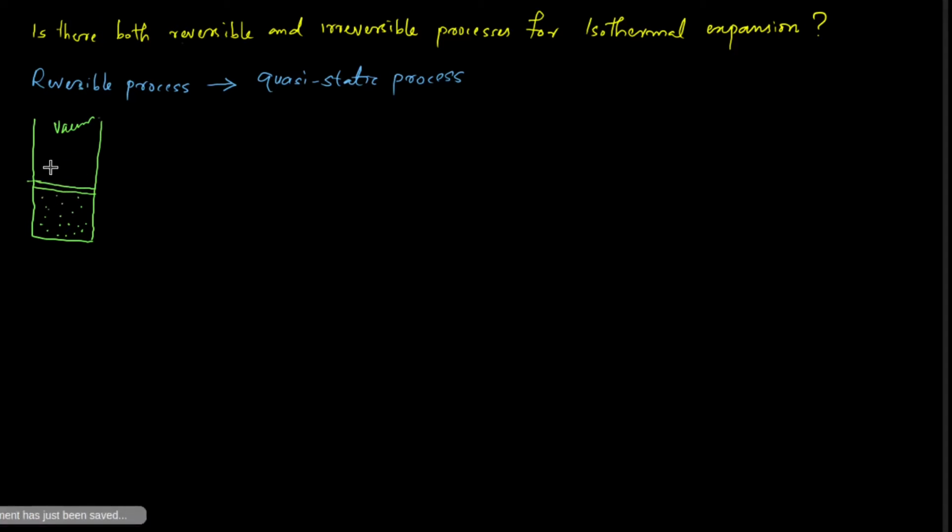So I am adding another weight here. We have a weight here. This weight will keep the system in equilibrium, because it will apply a force in the downward direction. When that becomes equal to the force applied by the pressure of the gas, then the system will be in equilibrium.